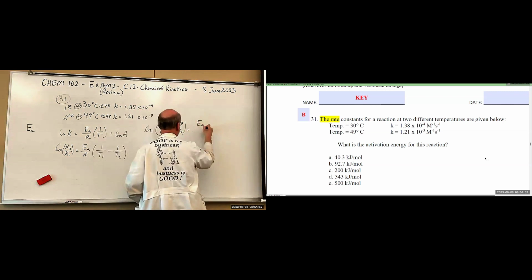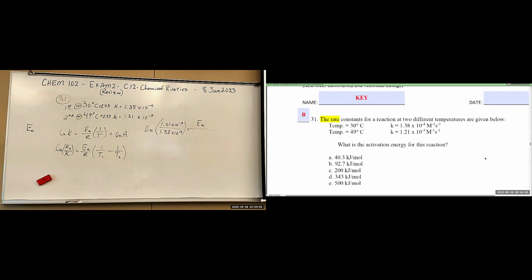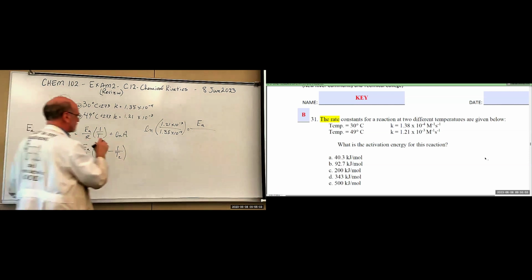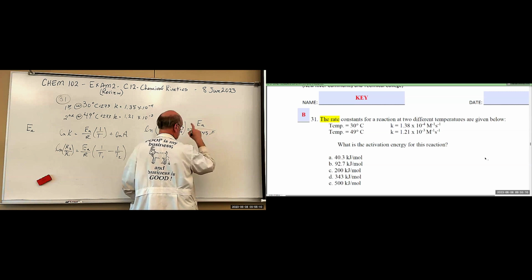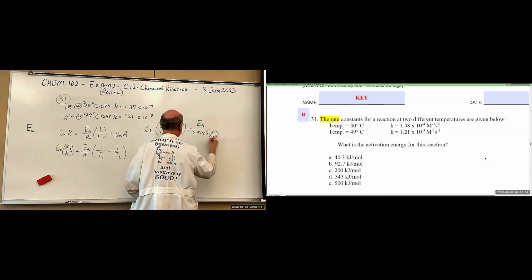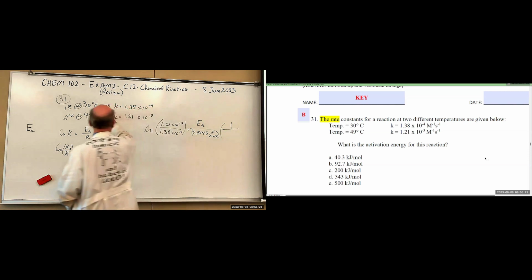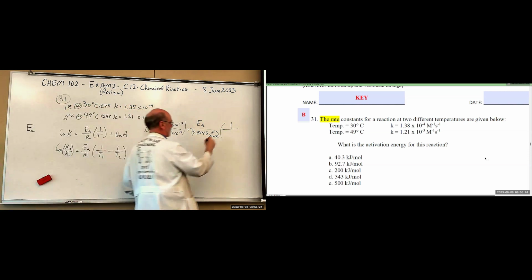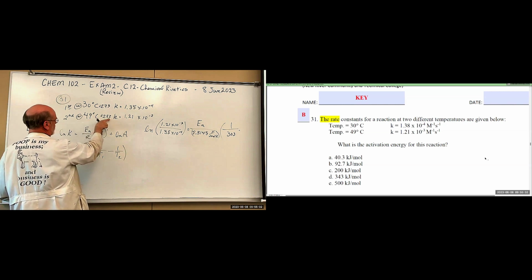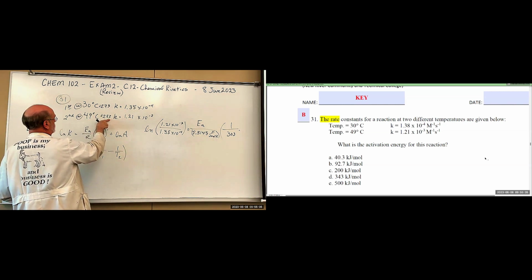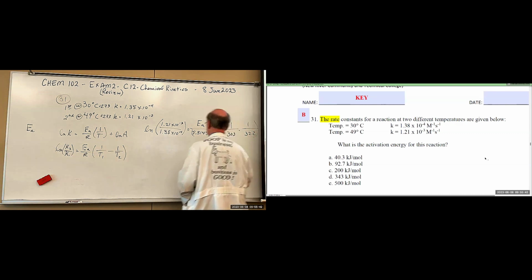Then we have EA, that's what we're looking for, divided by R. What's R equal to? 8.3145, I think. No, 4. Yeah, 8.3145. That's joules per mole, in case you're interested. And this is times 1 over T1. This one. So that would be 303, wouldn't it? Minus T2. Let's see if I can do that in my head. 322. There we go. So now we can solve for this one.